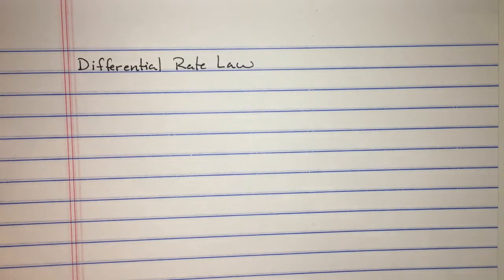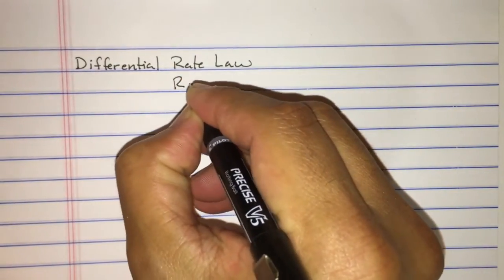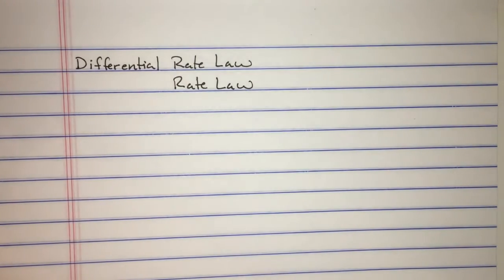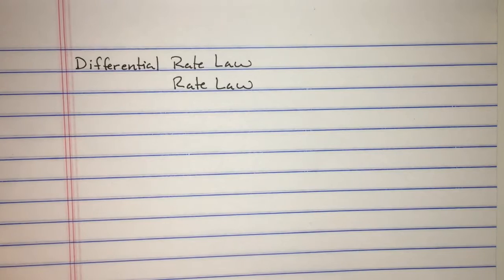So in this video, we're going to talk about rate laws. There's two kinds of rate laws, the differential rate law and the integrated rate law. We'll talk about the differential rate law here. The differential rate law is sometimes just called the rate law. And so the rate law is how the rate depends on the concentration.